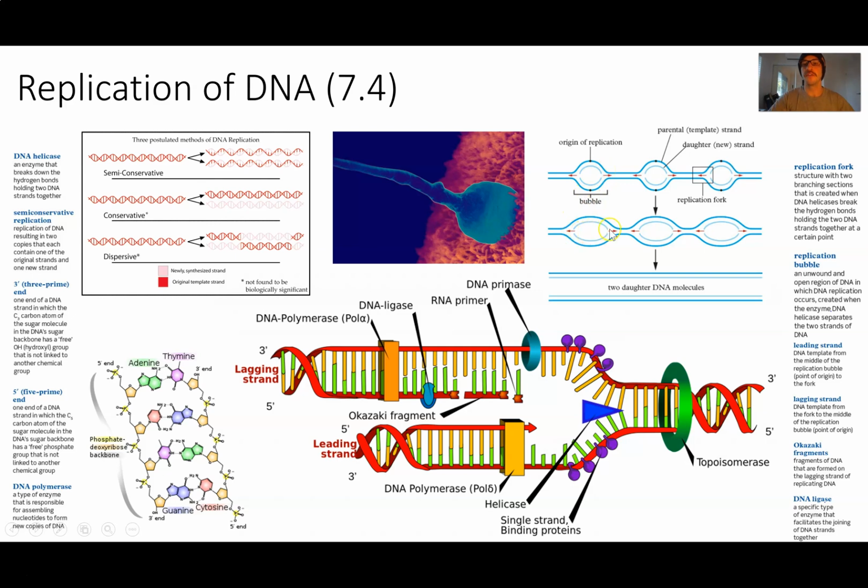Now this bubble will eventually meet up with another bubble, and then we will eventually have what are called two daughter DNA molecules, taking one double helix of DNA and creating two double helix DNAs, and that is the whole goal, whole purpose of replication of DNA, because every single cell needs to have its own set of data.